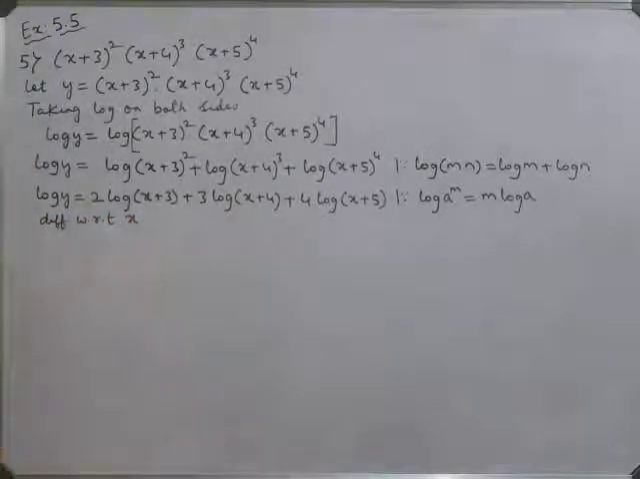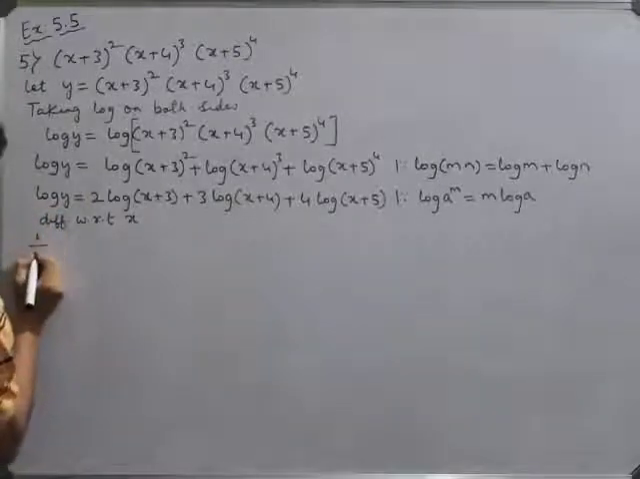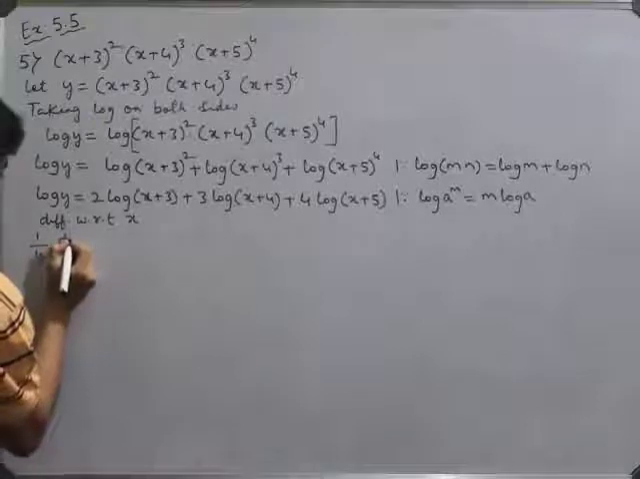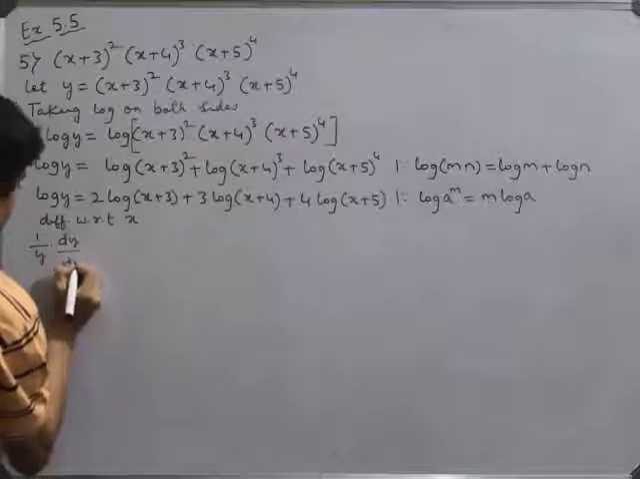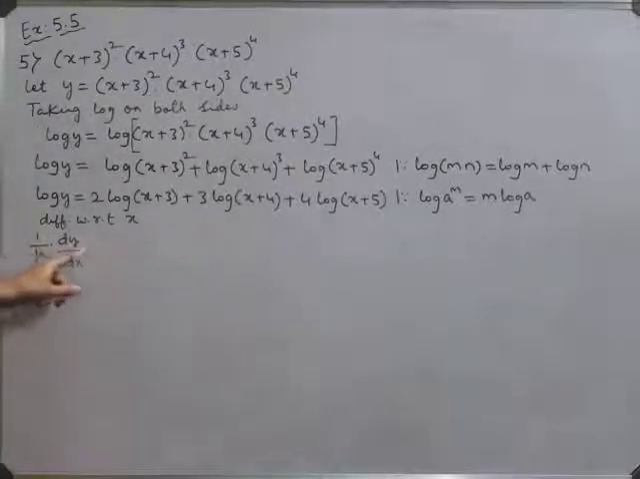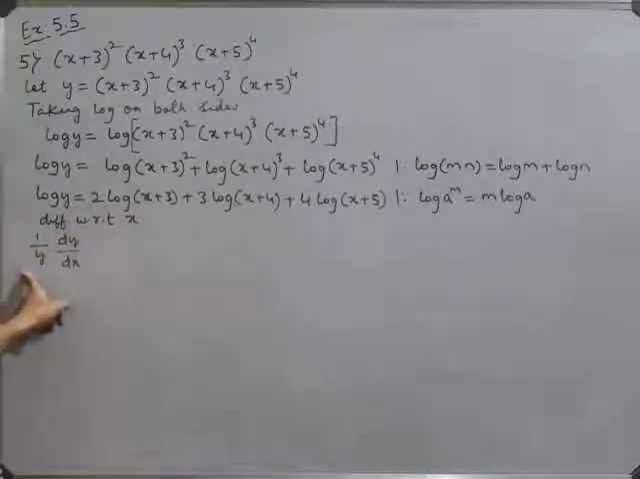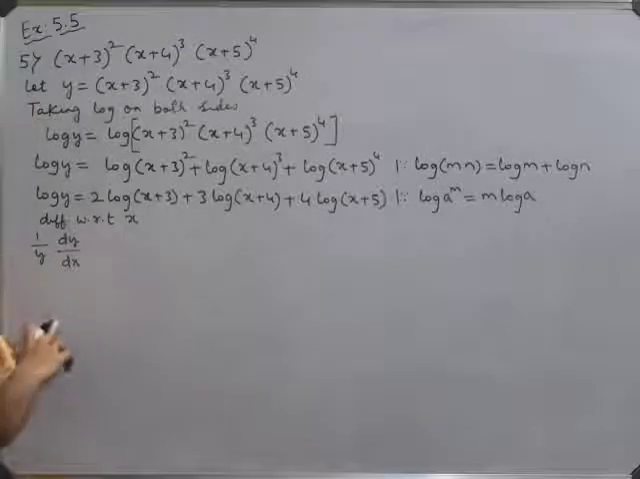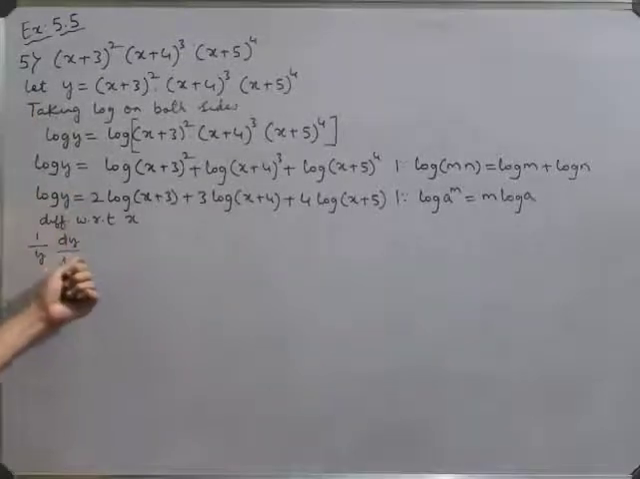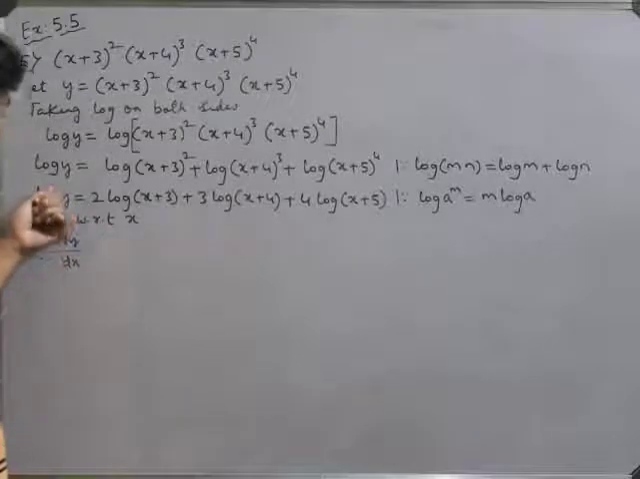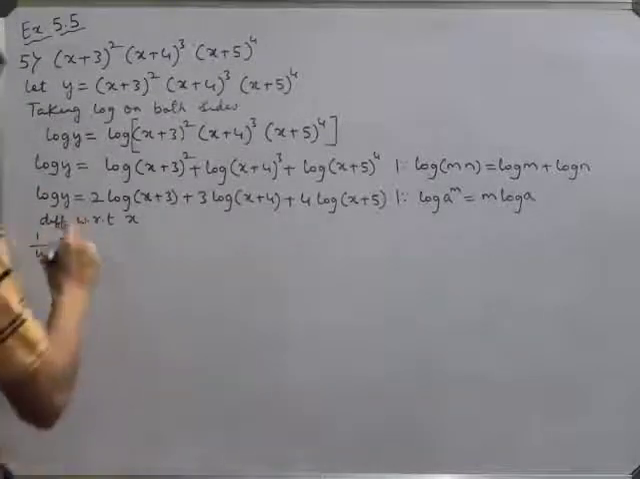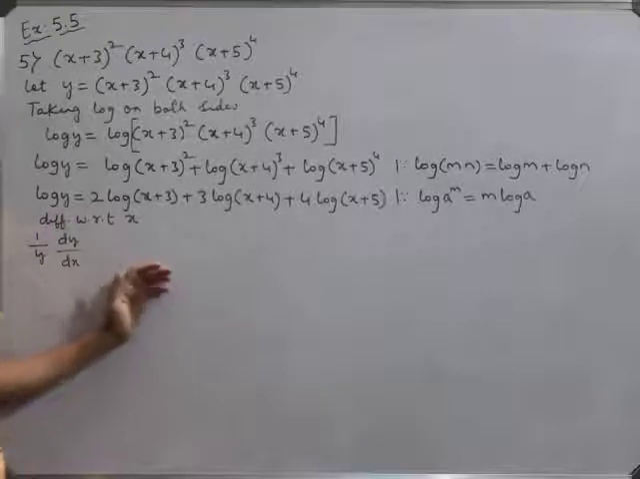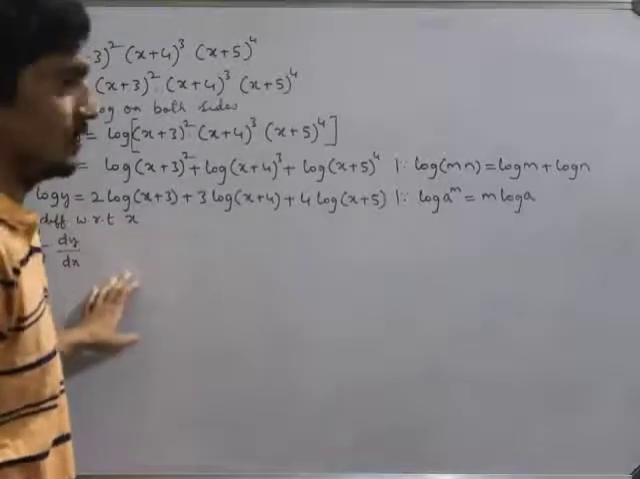When you differentiate this with respect to x, what will you get? Log y differentiation is 1 by y into dy by dx. Why am I writing log y as 1 by y into dy by dx? Because it is an implicit function. If it is log x, I will only write 1 by x. Because it is log y, I have to write 1 by y into dy by dx. For this, you can watch our previous video based on implicit functions.